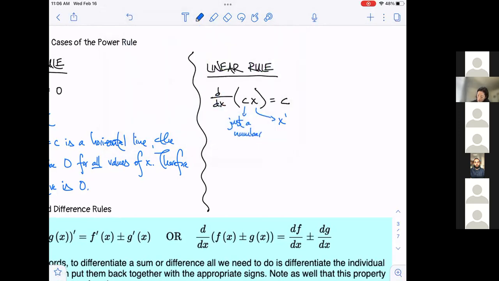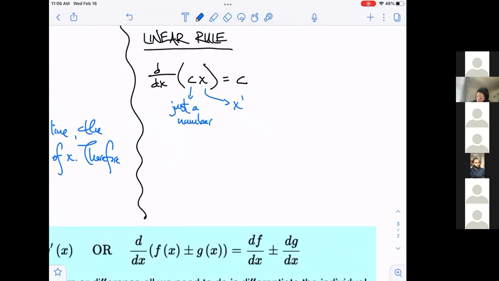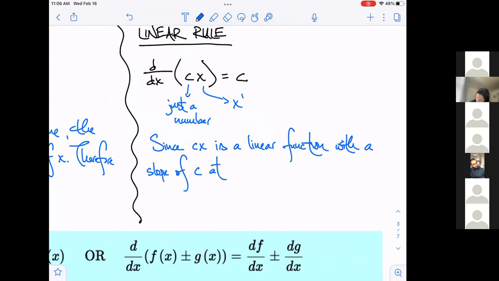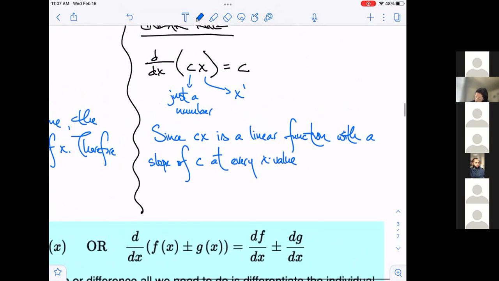And so if we write that out in words, similar to what we did before, we can say, since cx is a linear function, meaning it's just a line, with a slope of c at every x value, the derivative of cx is c.